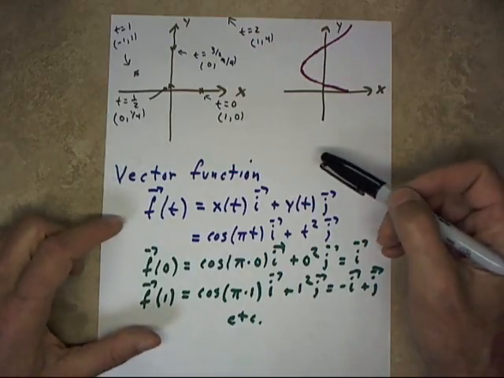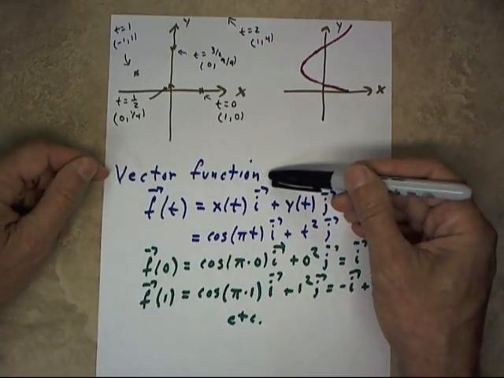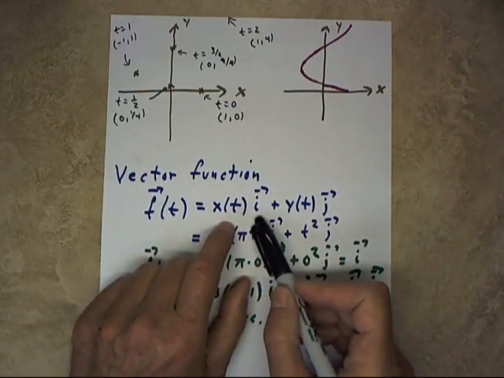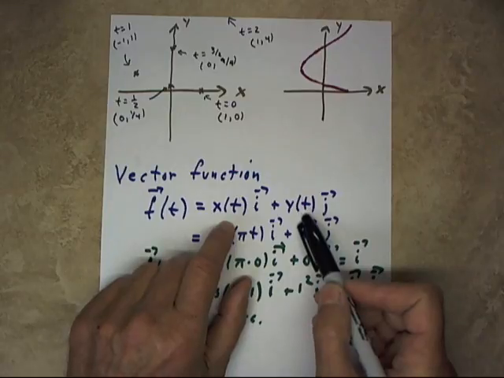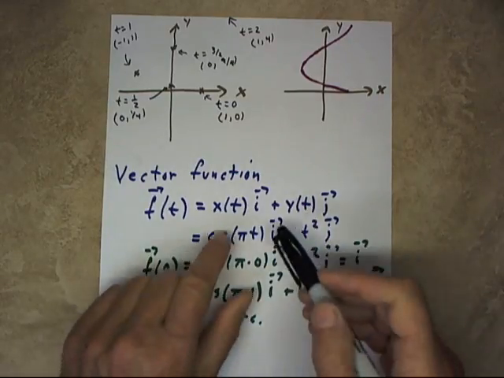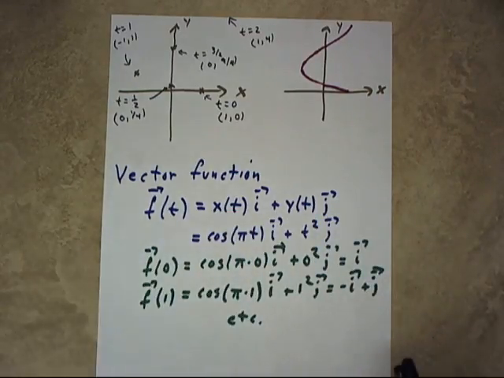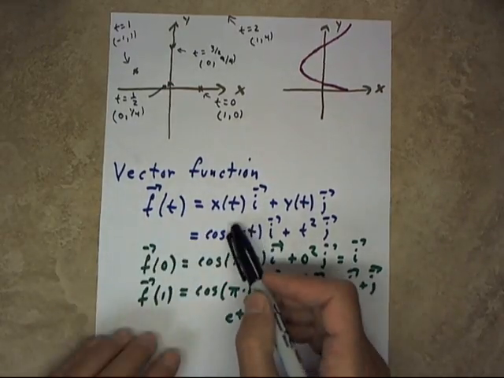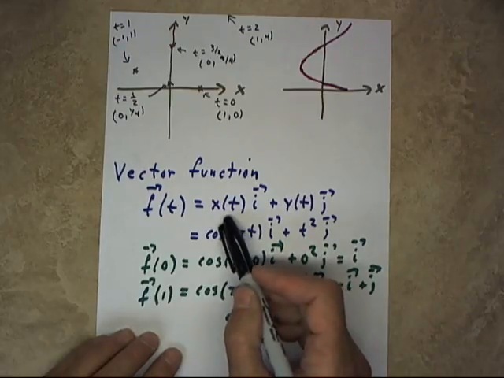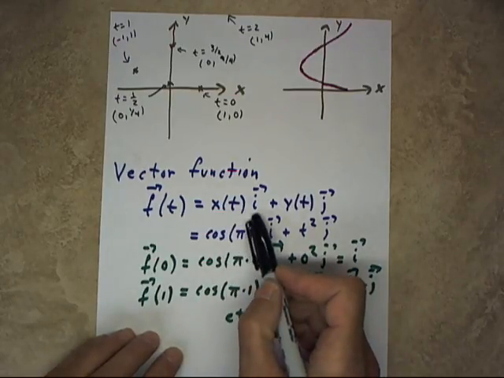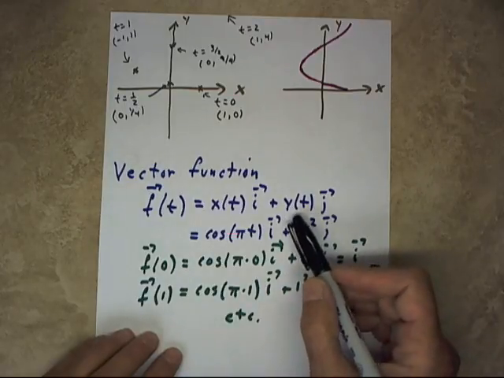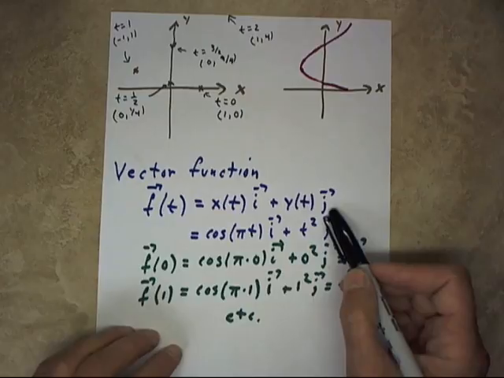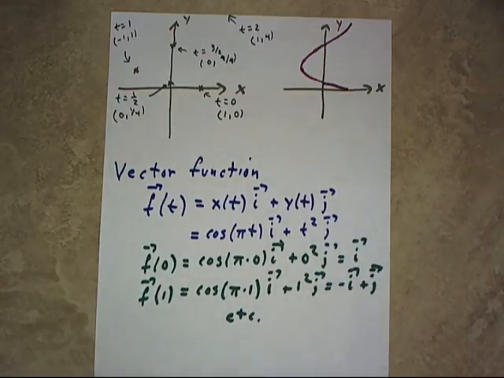Okay, now what we've done is we've essentially defined a vector function. The vector function is f of t equals x of t times i plus y of t times j. i and j are the unit vectors in the x and y directions, so x of t times i is simply a vector whose magnitude is x of t and whose direction is the direction of i. To that we add a function whose magnitude is y of t and whose direction is the direction of j.